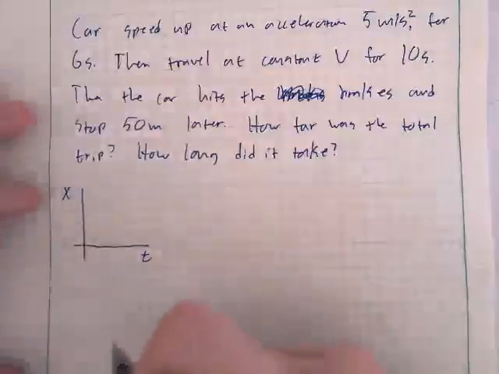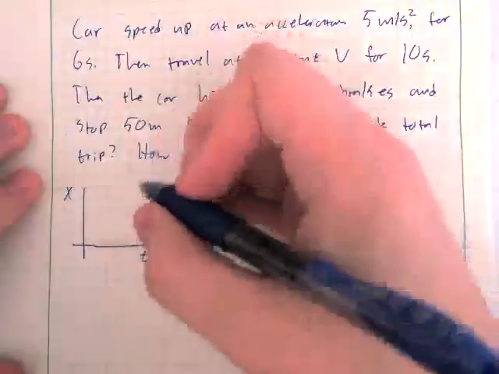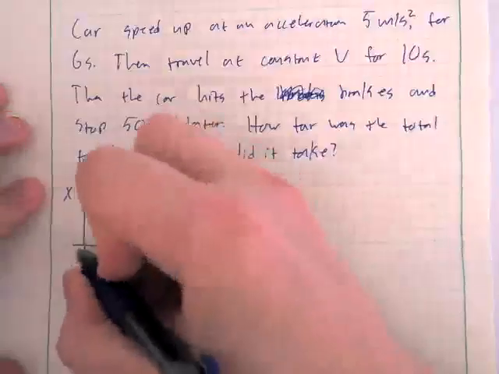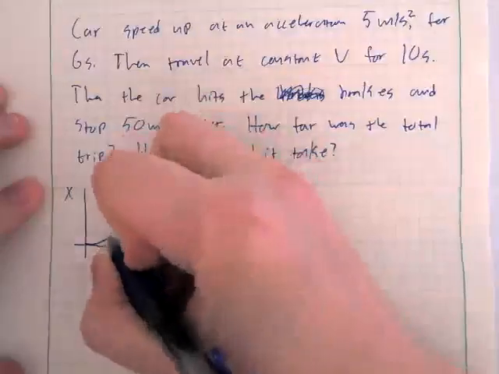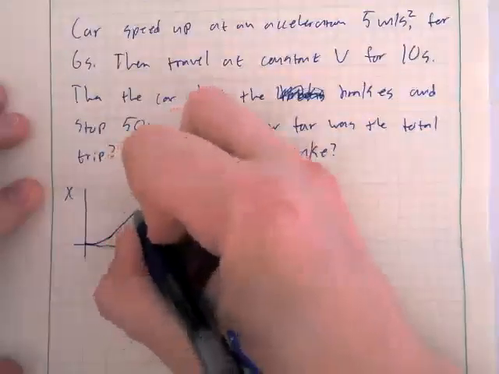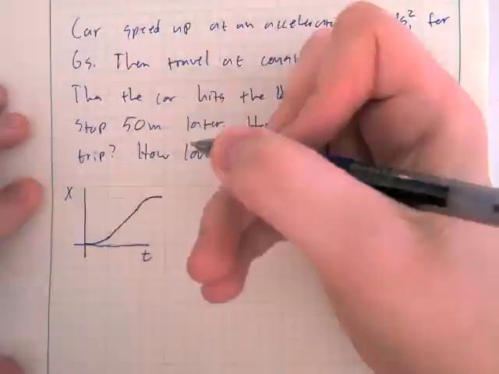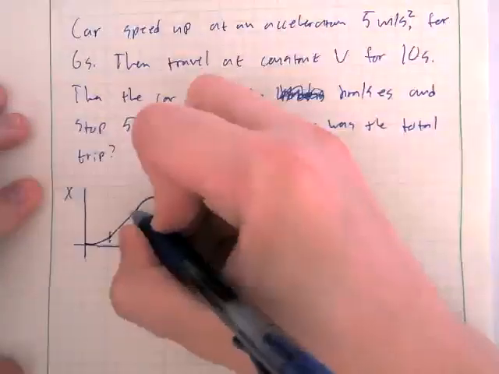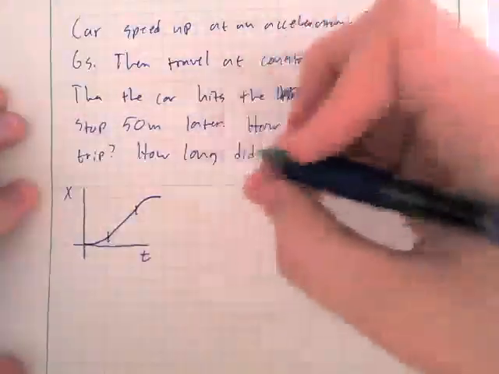So initially, what's our initial speed? Again, it's 0. Then we're going to speed up. We're going to travel at a constant rate, and then we're going to slow down. So what that's going to look like is this. We speed up, then we travel at a constant speed, and then we slow down and come to a stop. I'm going to section it off here and here, and I'll show you why in a second.